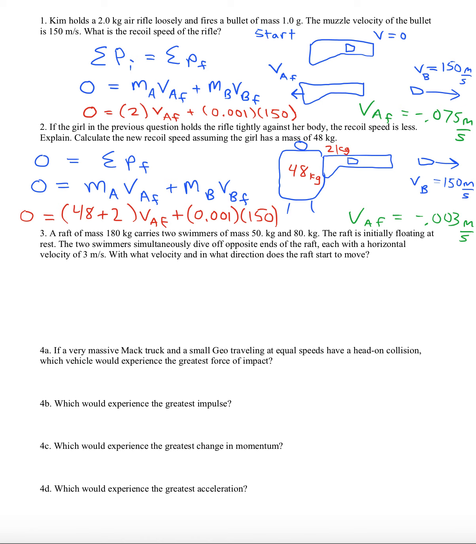So this is just another example of conservation of momentum. Let's draw the raft and the two swimmers on the edge. Now one of these swimmers is 80 kilograms, the other, 50. The raft itself is 180 kilograms.